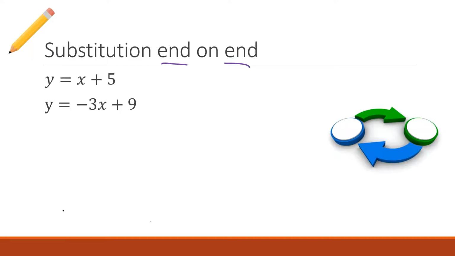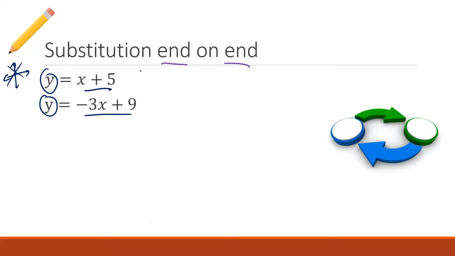We've got two equations here: y equals x plus 5 and y equals negative 3x plus 9. The advantage is that they're both in terms of y. That means this would be a great candidate for doing graphically. We could solve this pretty easily if we put this into Desmos. But let's see how we would do it algebraically. I refer to this as end on end because literally you can put these equations end on end. What do I mean by that?